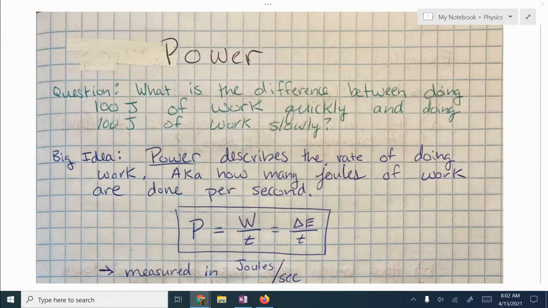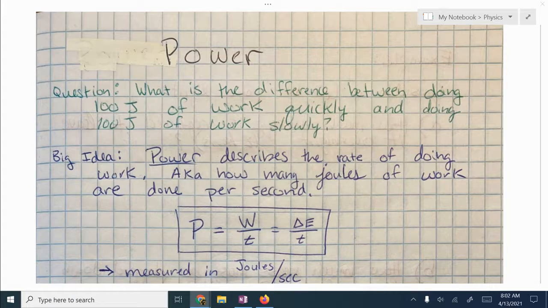Hi, in this video we're going to go over the physics journal about power. The question guiding this is: what is the difference between doing 100 joules of work quickly and doing 100 joules of work slowly? In this case you've accomplished the same task, whatever that is, that took you 100 joules, but you've done it at a different rate.